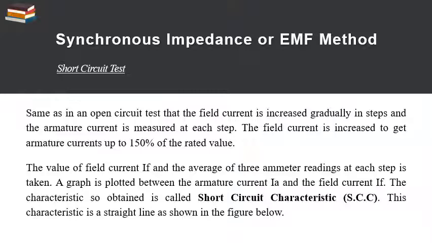The graph is plotted between the armature current IA and the field current IF. The characteristic so obtained is called the short circuit characteristic, in short SCC. This characteristic is a straight line as shown in the figure.